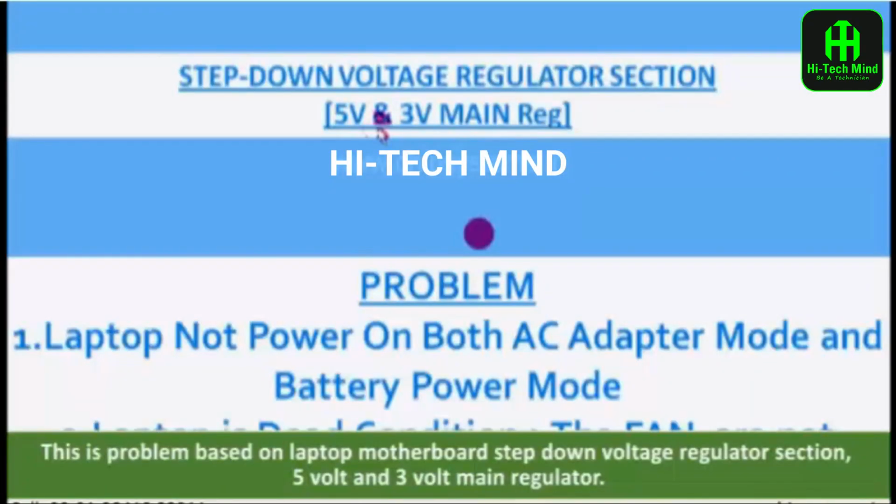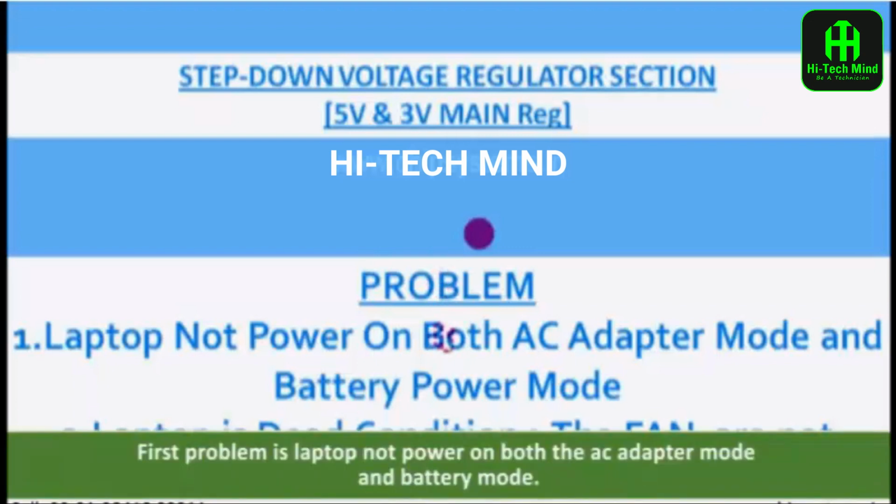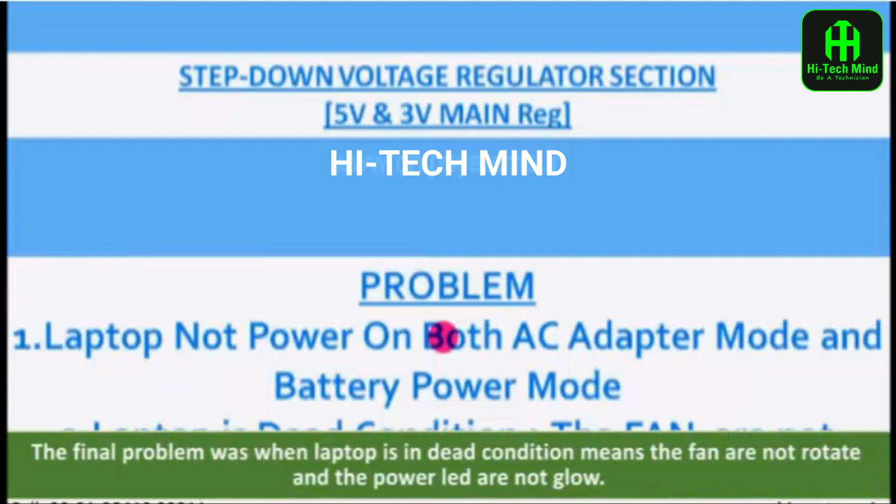Regulator section: the 5V and 3V main regulator. The first problem is that the laptop does not power on in both AC adapter mode and battery power mode. The final problem is when the laptop is in a dead condition, meaning the fan does not rotate and the power LED does not glow.